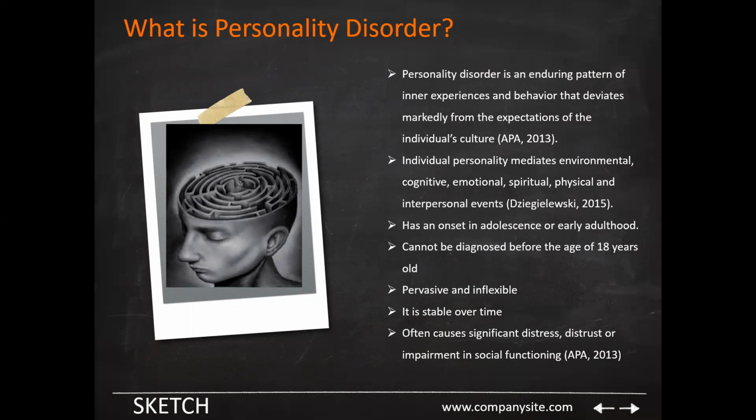Personality disorders have an onset in adolescence and early adulthood. It cannot be diagnosed before the age of 18. It is pervasive and inflexible, and it is stable over time. Personality disorder often causes significant distress, distrust, and impairment of social functioning.